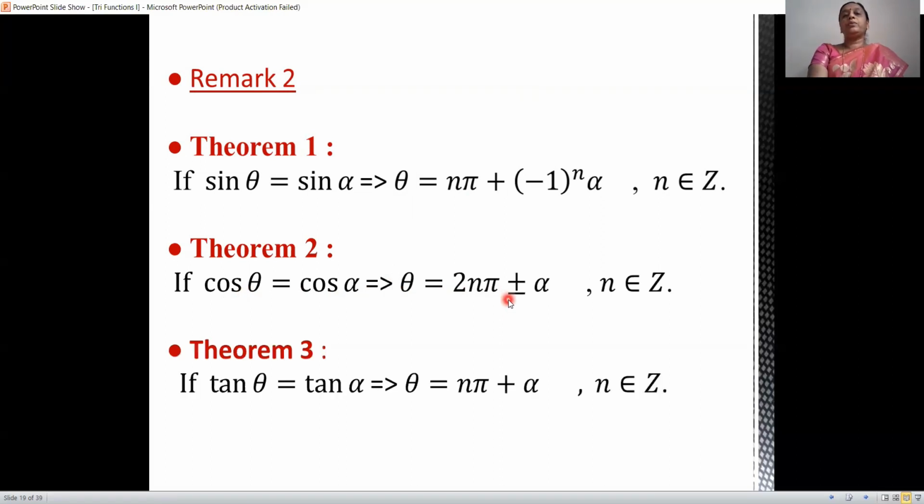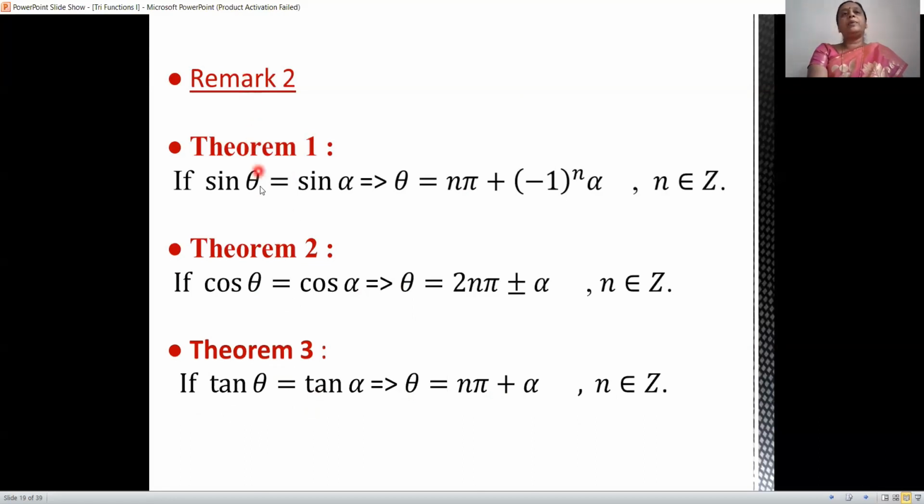Now, what about tan theta is equal to tan alpha? If tan theta is equal to tan alpha, then the general solution for this function is theta is equal to n pi plus alpha, where n belongs to Z. See, all these three functions are similar type: sin theta is equal to sin alpha, cos theta is equal to cos alpha, and tan theta is equal to tan alpha. Therefore, these three theorems I have collected as remark 2.